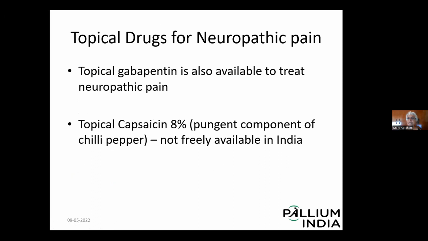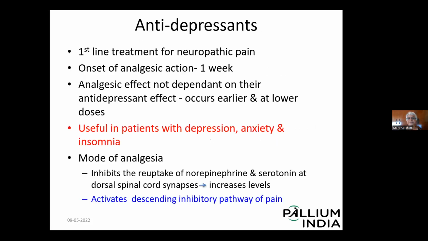Now, topical drugs are also now available for treating neuropathic pain. Topical gabapentin is available. How effective it is is yet to be said, but there is topical gabapentin now available. Another drug for neuropathic pain that can be applied topically is topical capsaicin in a pretty high concentration, which is 8%. Now, capsaicin is a pungent component of chili pepper. But this is not freely available in India. It's available in the Western countries.